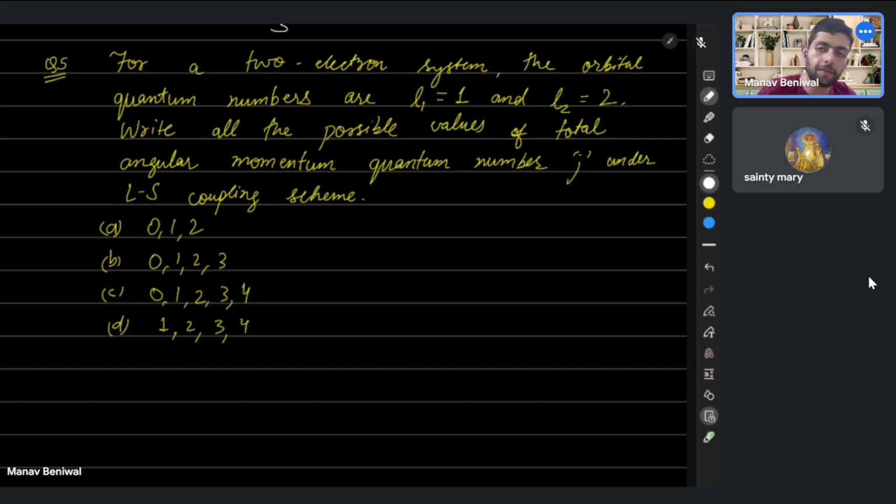As we know, there are two coupling schemes. One is LS coupling. Another is JJ coupling.